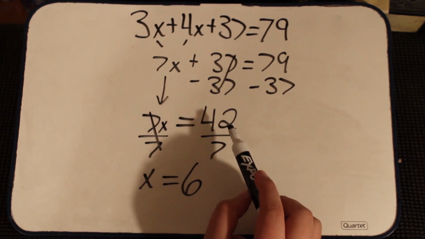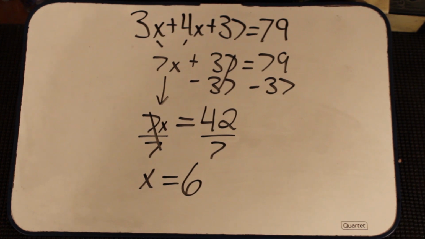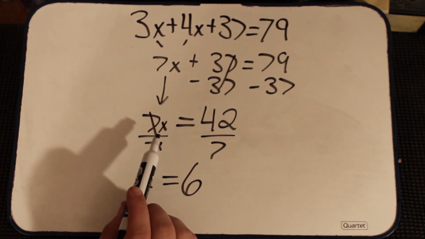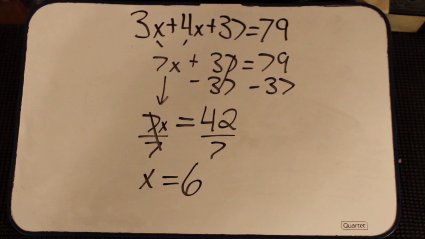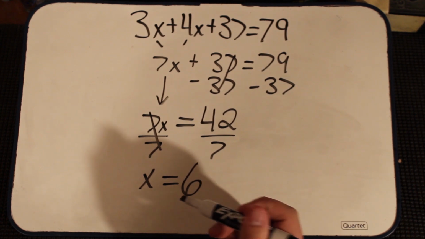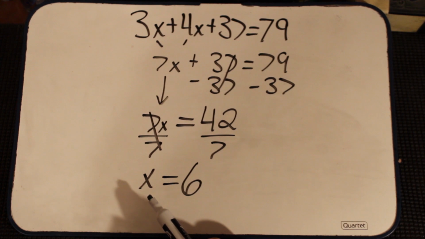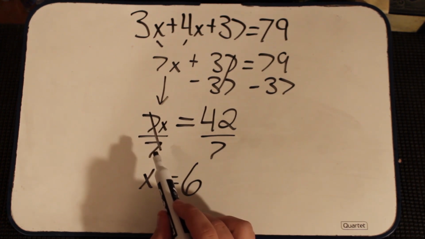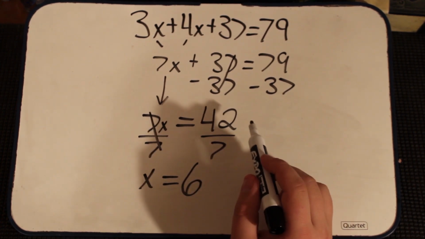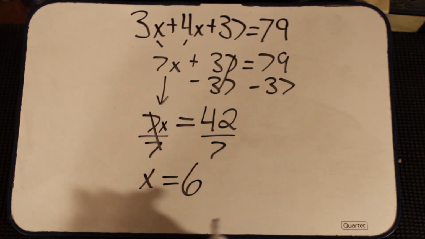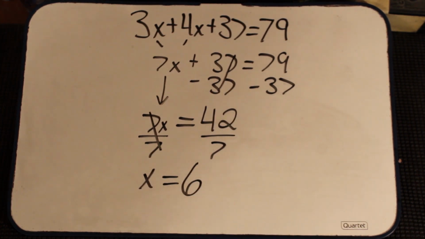7x equals 42. Now, since we have 7 times x, we have to undo multiplication in order to get x by itself, in order to isolate that variable. To undo multiplication, we divide. So I divided by 7 on both sides. That makes those 7's cancel out, bring our x down, and we divide 42 by 7, giving us 6.